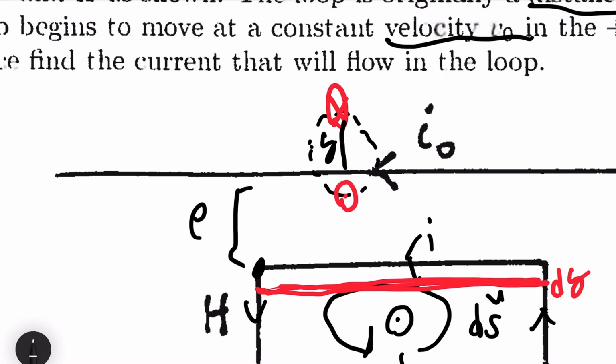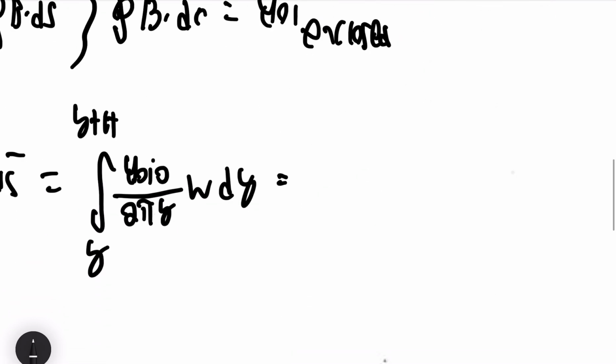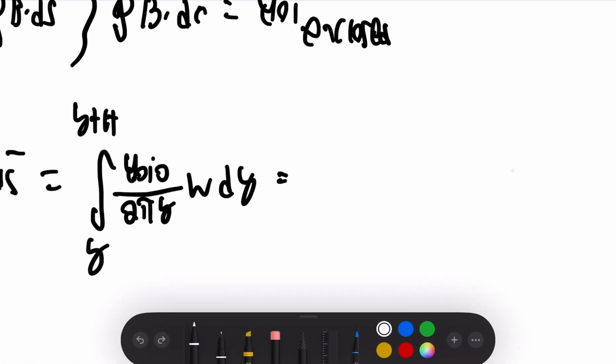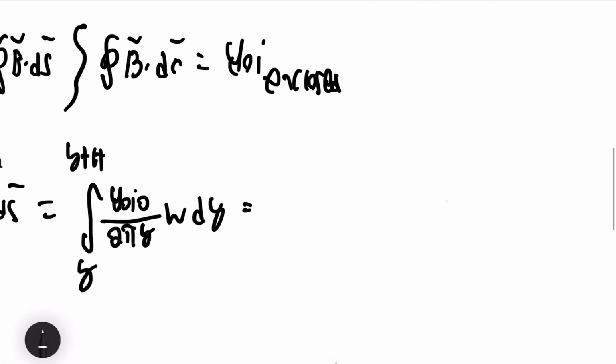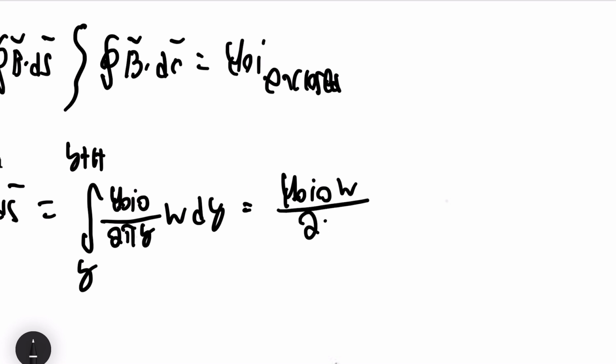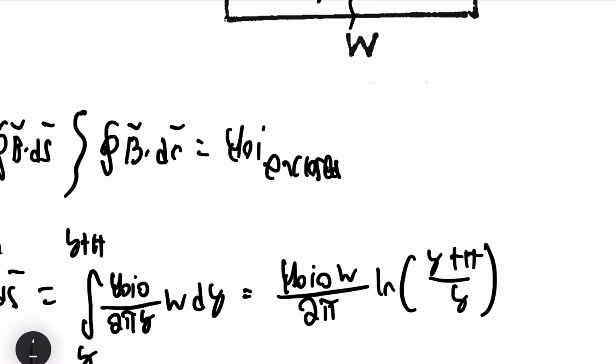But if B was into the page at this point, you would have a negative outside because the dot product is 0. But in this case, we're not going to worry about that. So you got to integrate. So it's mu naught I naught w over 2 pi, and then it's ln of y plus h over y. I'm going to simplify this a little bit. So it's ln of 1 plus h over y.